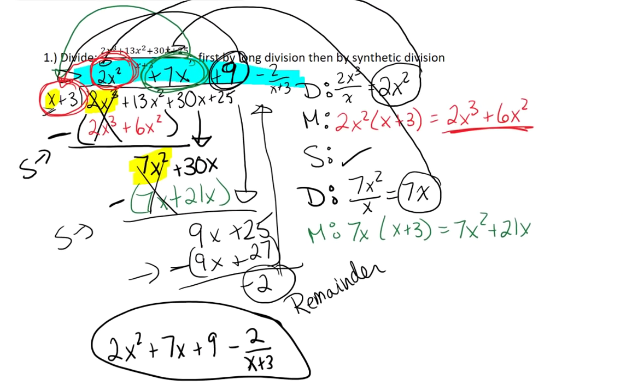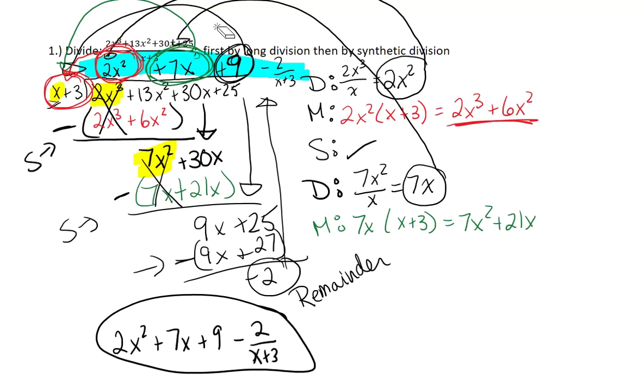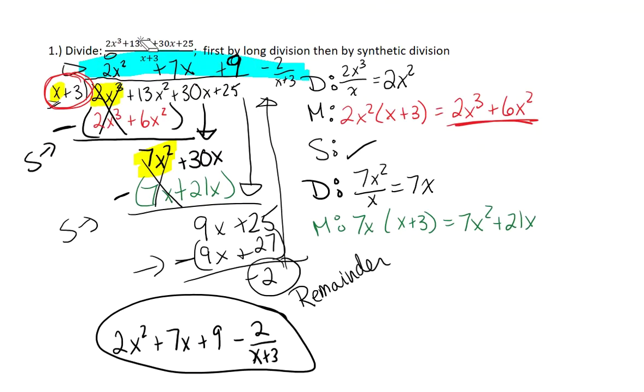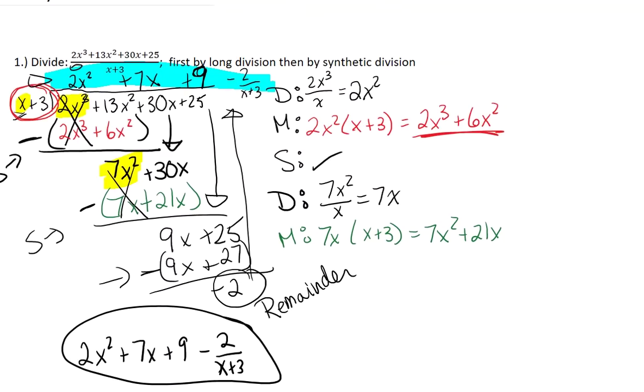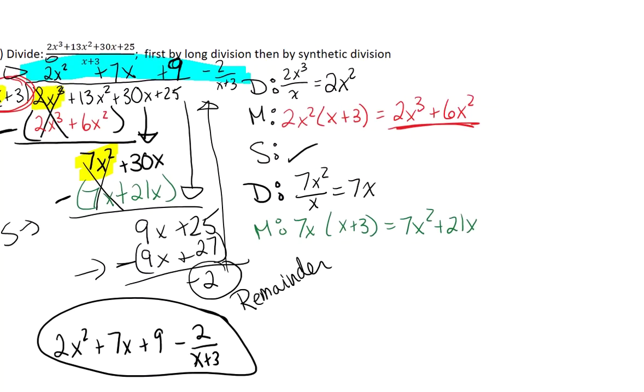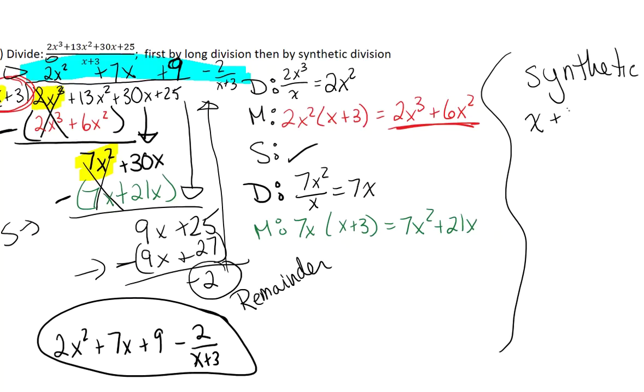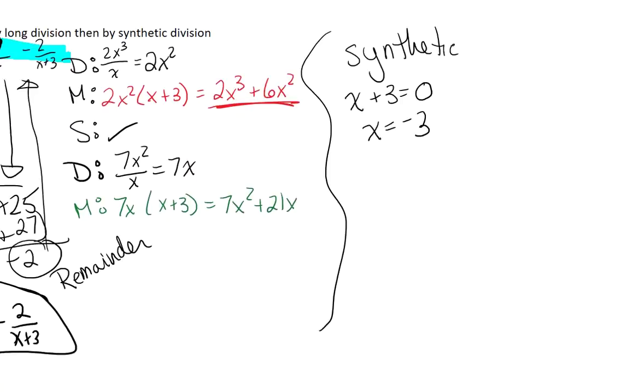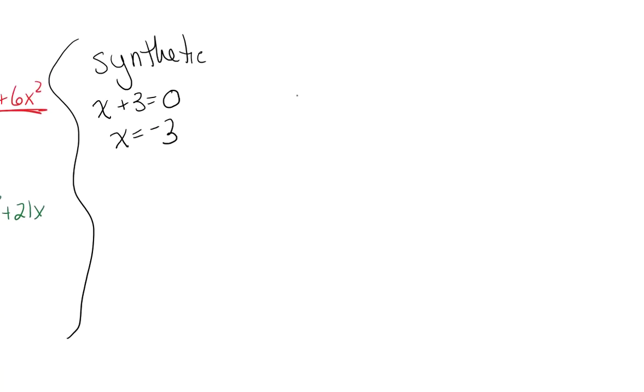Now that we've done it by long division, we're going to show you a shortcut. And this is called synthetic division. And how you set up synthetic division is when you have a binomial like we have, you're going to take the binomial and set it equal to 0. And you're going to solve for x. So x equals negative 3. And what I'm going to do is place this negative 3 in this little box in the upper left-hand corner.